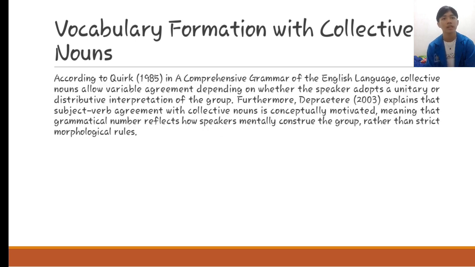According to Quirk 1985, in A Comprehensive Grammar of the English Language, collective nouns allow variable agreement depending on whether the speaker adopts a unitary or distributive interpretation of the group. Furthermore, Depraetere 2003 explained that subject-verb agreement with collective nouns is conceptually motivated, meaning that grammatical number reflects how a speaker mentally construes the group rather than strict morphological rules.